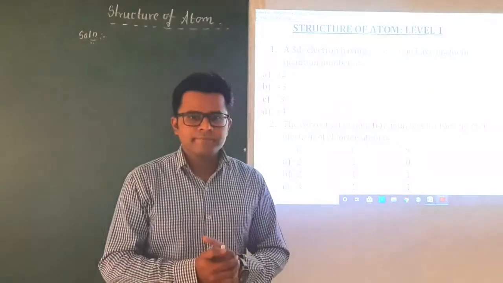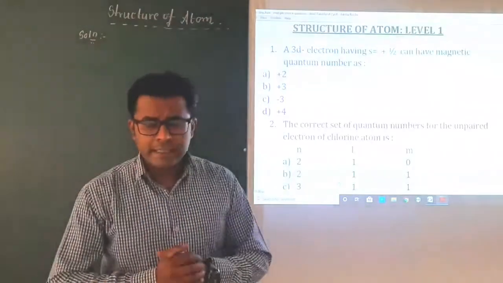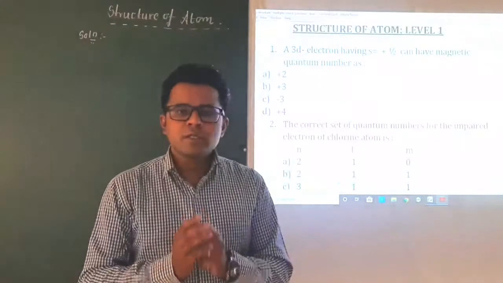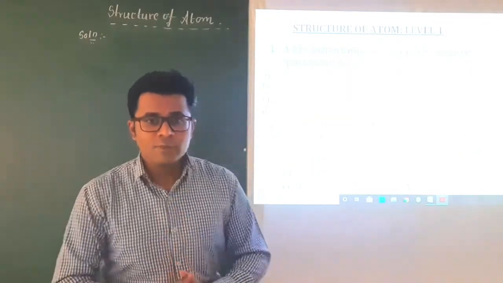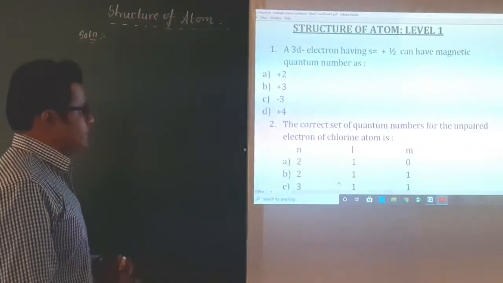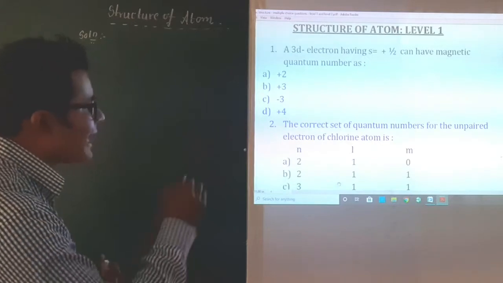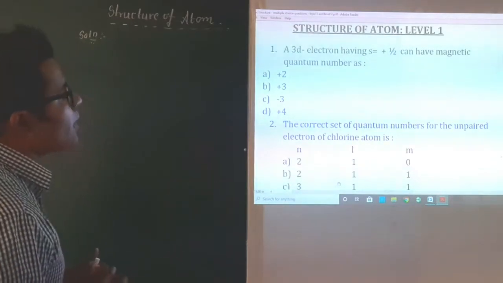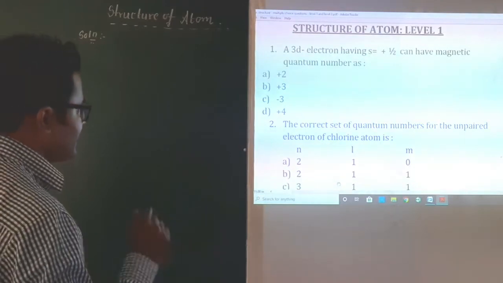Dear students, for today we are going to take a look into a few more multiple choice questions. You can expect such kind of questions in your JEE Mains and NEET examination. So let's start with the first question. What it says: a 3d electron having s equal to plus half can have a magnetic number as.